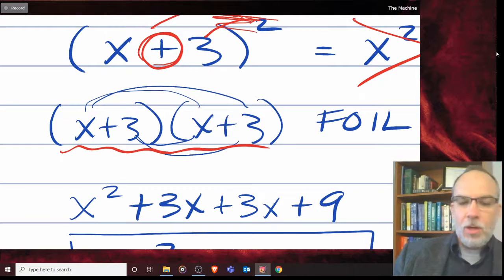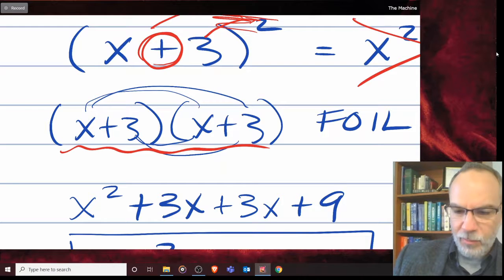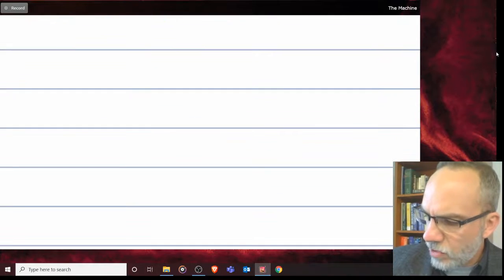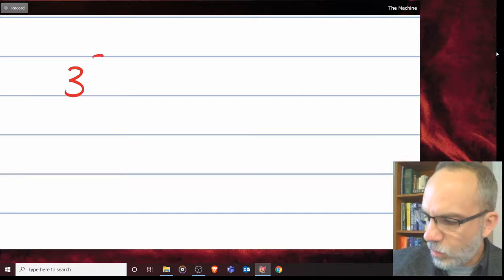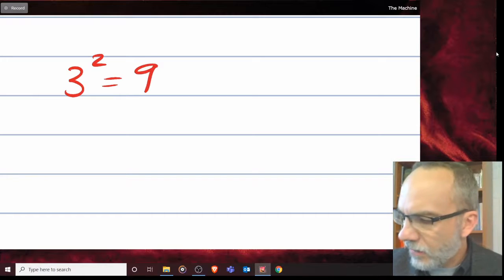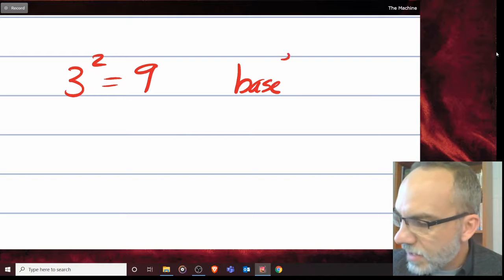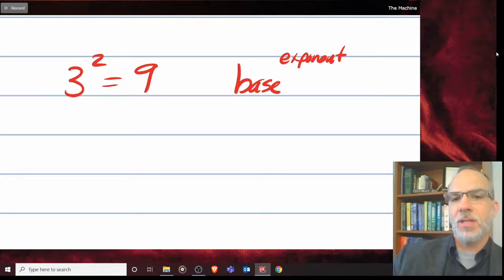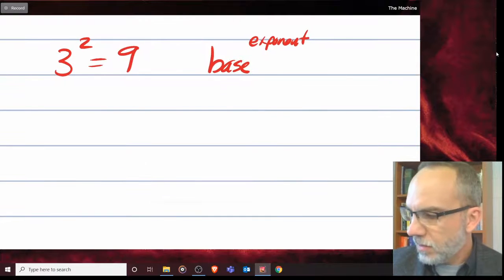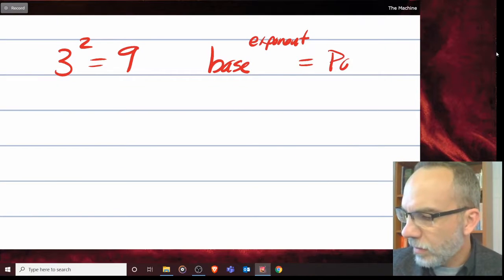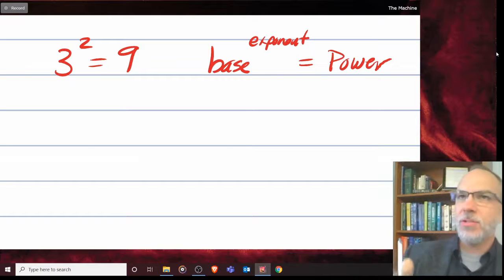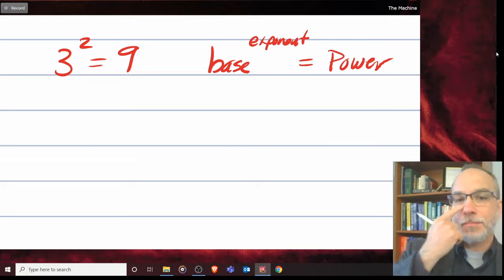Okay? All right, so by way of review, if we do something like 3 squared is equal to 9, what I've got is the base raised to the exponent. It's a superscript. It's written above. Okay, and that is equal to the power. The answer to an exponent is the power.